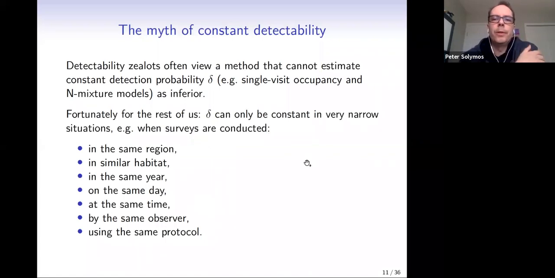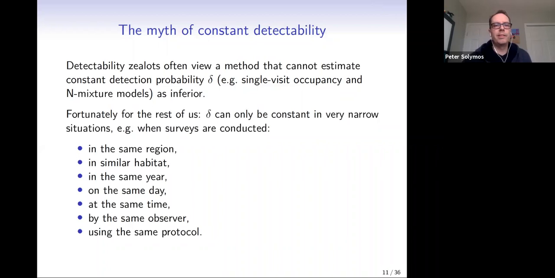Somewhat related to the single visit methods is what I call the myth of constant detectability. When you have multiple visit occupancy and N mixture models, you can estimate a constant abundance or constant occupancy because you just have more replicates, but it also comes with some assumptions that people don't always like or which are not often satisfied in practice.